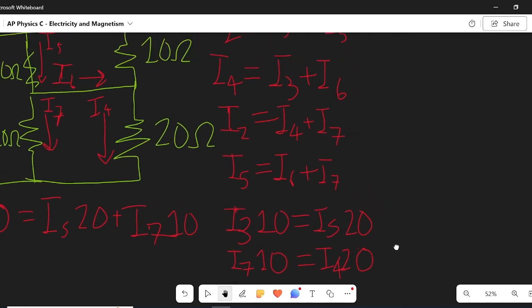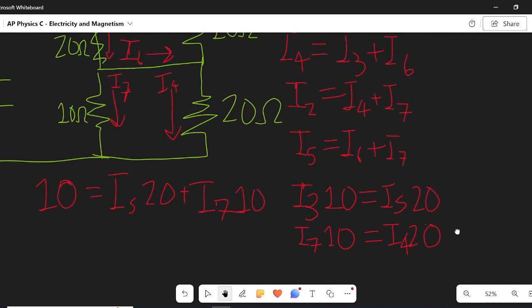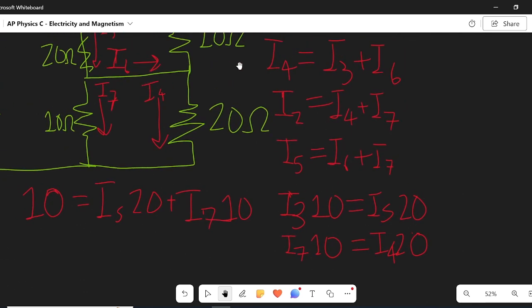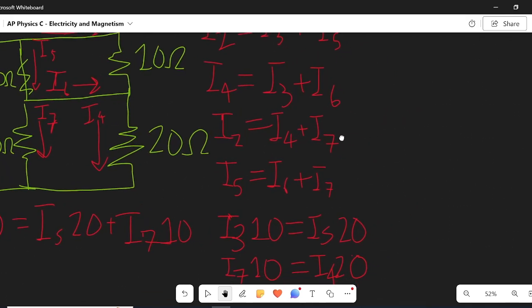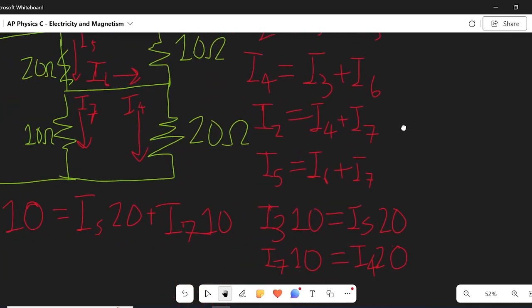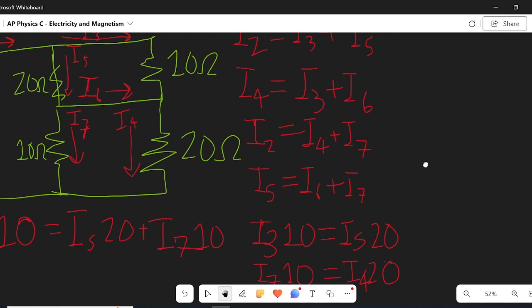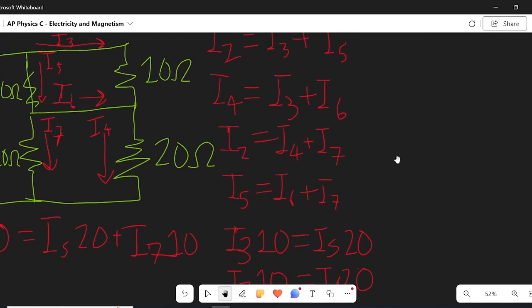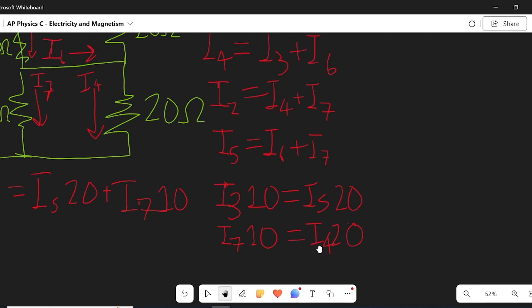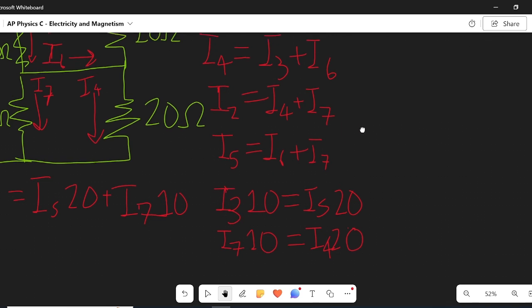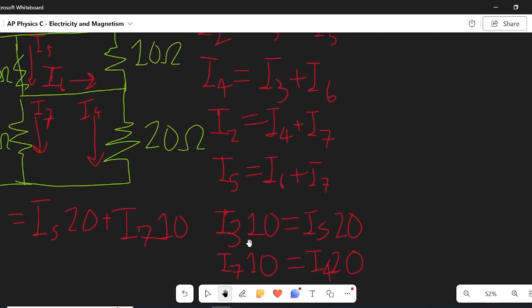Essentially now what we have to do is solve for I6, which is what we were given in the original problem to solve for. We have 7 equations here, but we're just trying to solve for I6. I6 is given in this equation: I6 plus I3 equals I4. I4 is given here as being equal to I7 times 10, and I3 times 10 is equal to I5 times 20, right?